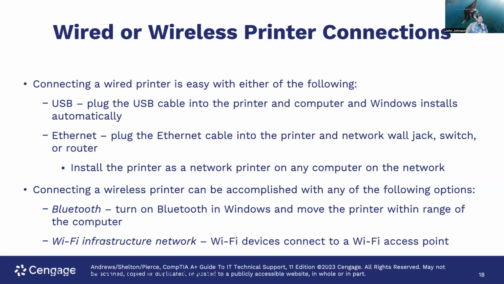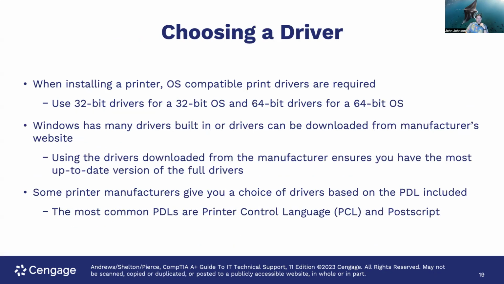Let's see, connecting a wireless printer can be accomplished with any of the following options. You can do it with Bluetooth. You can turn on Bluetooth in Windows and move the printer within range of the computer. Remember, you're going to have a max distance that you can go with that. Then you can use a Wi-Fi infrastructure network, so Wi-Fi devices connect directly to a Wi-Fi access point.